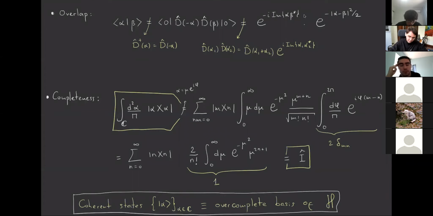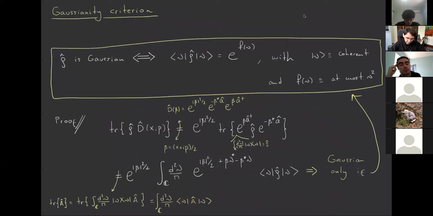In particular, because they overlap, so they are not orthonormal, they form a basis of the Hilbert space, but what we call an over-complete basis. We have more vectors than we need in order to span the identity. We know that the identity can be spanned just with, for example, Fock states, which form an infinite set, but a discrete infinite set. And this is not the case for coherent states.